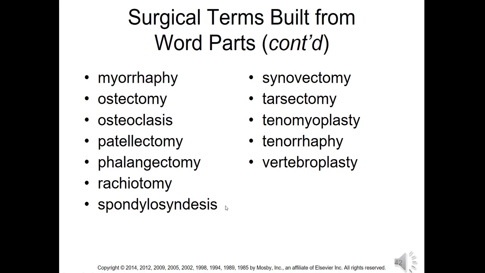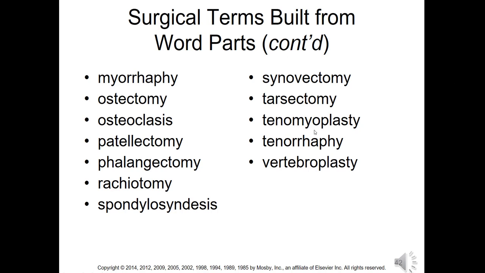Spondylocentesis is fusing together of the vertebra. It's also called a spinal fusion, and sometimes this happens due to surgery or naturally occurring. Synovectomy is the excision of the synovial membrane of a joint. Tarsectomy is the excision of one or more tarsal bones.